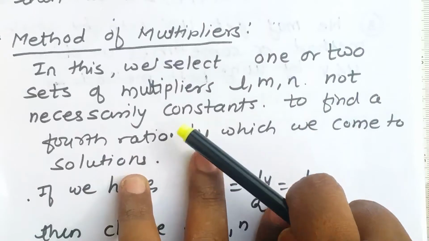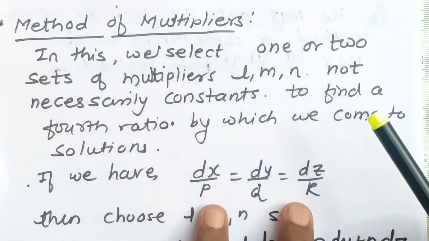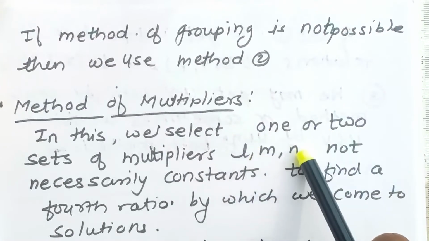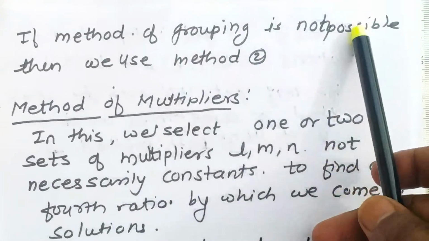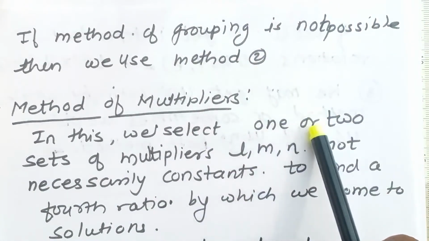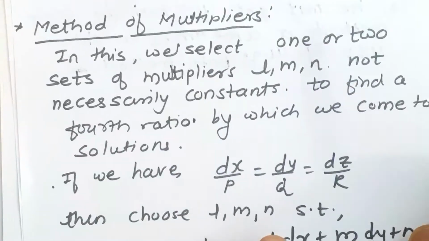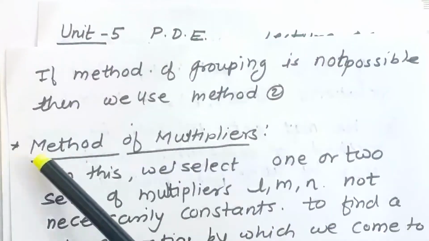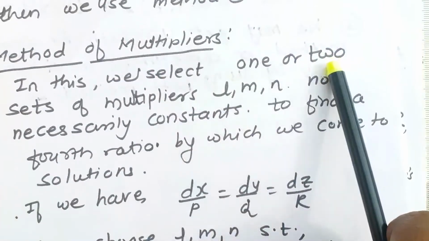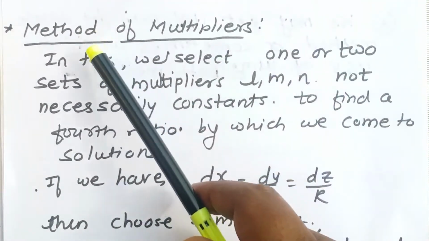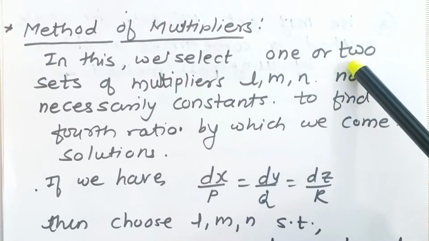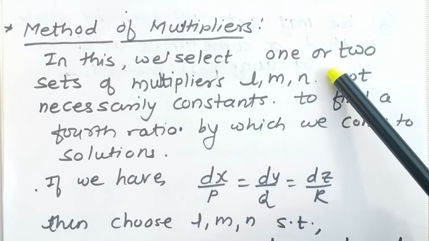To find a fourth ratio, now here I have written one or two sets of multipliers. It means maximum two relations we have to obtain. Either one we need to select or two we need to select. If no grouping method is possible, two sets of multipliers we need to select. If one relation we have obtained using grouping and a second grouping is not possible, in that case only one set of multipliers we need to calculate.